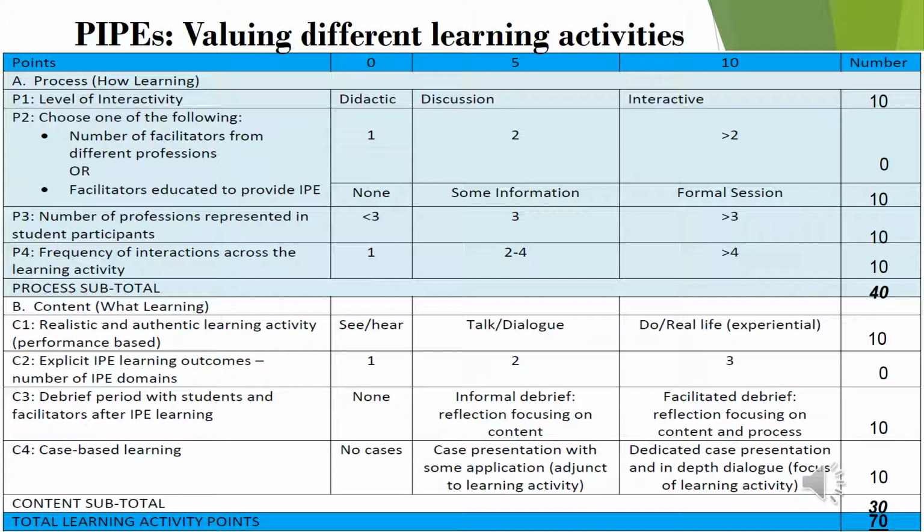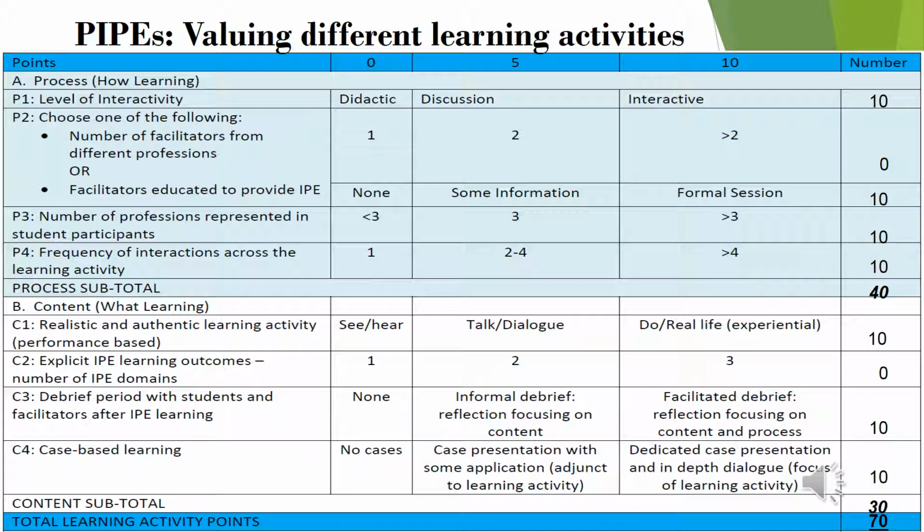Looking at P3, and still in the process section of PIPES, we're looking at the number of professions represented. Looking at the prior slide, the professions involved were an OT student, an MD student, a promotora, a PA student, a pharmacy student, and a hero. So there were 6 professions, and remember, we looked at the number of professions. If it was more than 3, 10 points was awarded for this particular class.